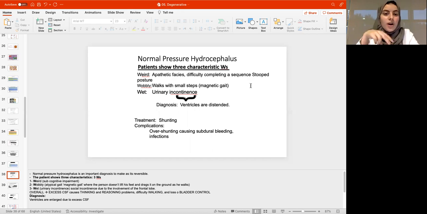Wobbly meaning they walk in small steps. So their steps are like stuck together. That's called the magnetic gait, okay? Because they walk in small steps. And wet as in urinary incontinence. They have urinary incontinence. Okay, so they have these three features.